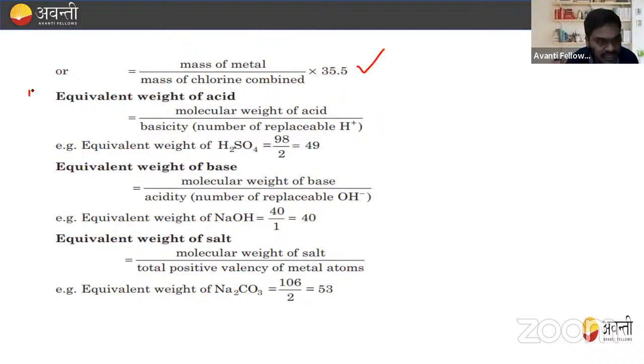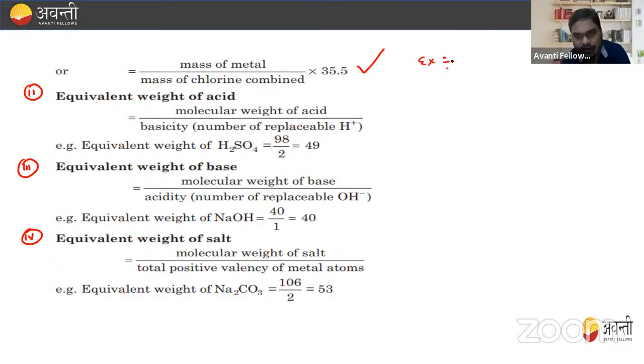Now this is the second formula, and this one is the third one. These second and third are going to be very important. The second one is the equivalent weight of an acid. How will you calculate the equivalent weight of an acid? It is the molecular weight of the acid divided by basicity. What is this basicity? Let's see with an example.